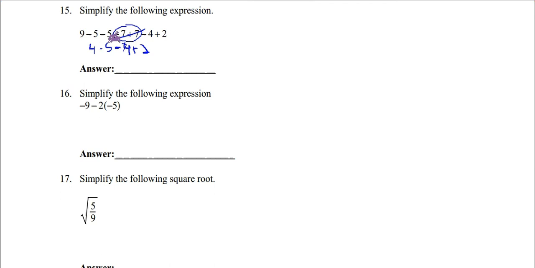4 minus 5 is negative 1. Minus 4 is negative 5. Negative 5 plus 2. It's going to be negative 3, right? I start 1, 2, 3, 4, 5 to the left of 0. Negative 5 plus 2, 1, 2. What is that? That's 3 to the left of 0, so that's negative 3.